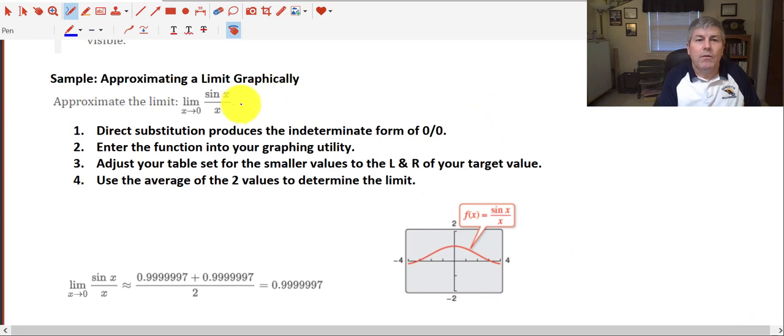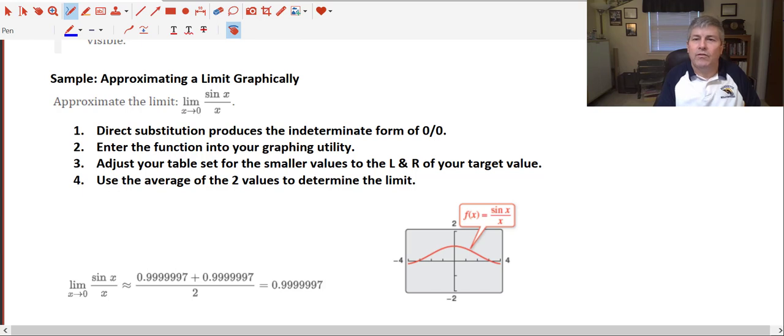In our second example, we can see here that we want to evaluate the sine of x over x as the limit as x approaches 0. And you can see with direct substitution, we're going to get the indeterminate form of 0 over 0. We can enter this function into our graphing utility. We're graphing the sine curve, so it would make sense to make our x values maybe between negative pi and pi. We're going to use negative 4 and 4. And since we know that the limit of sine x over x at 0 is 1, between 1 and negative 1 or between 2 and negative 2 should work pretty well for us. And then we can adjust our table set to look at closer increments of this.